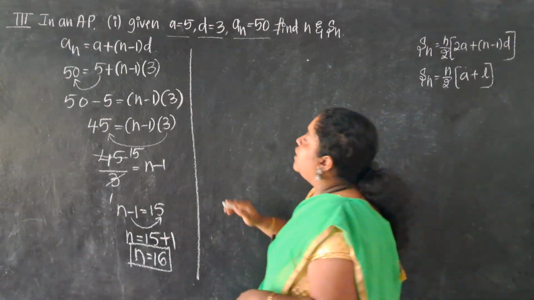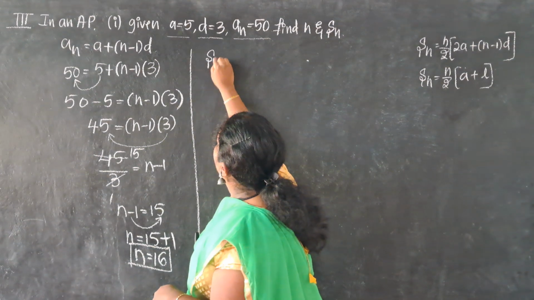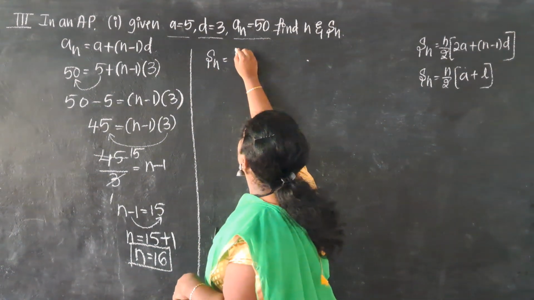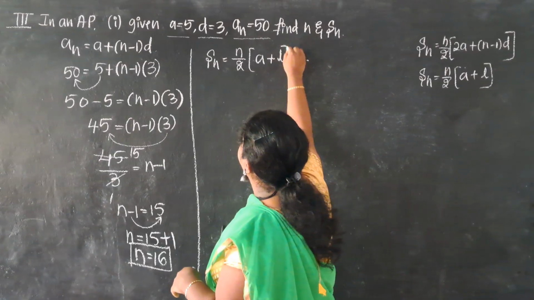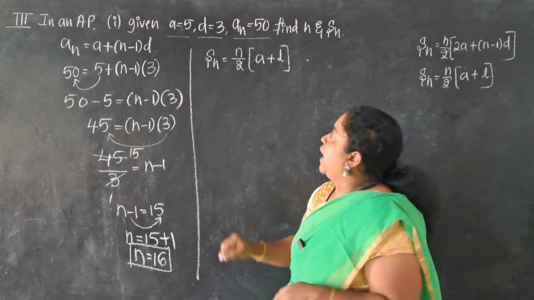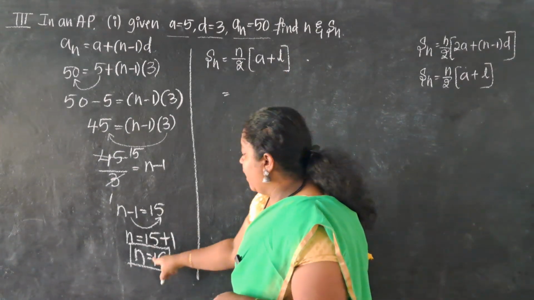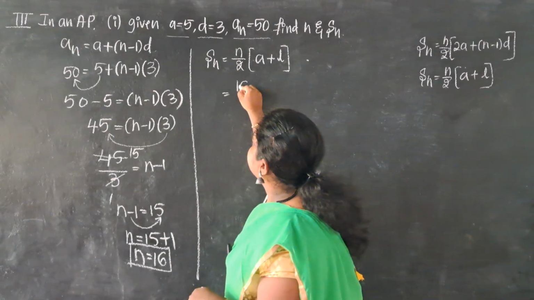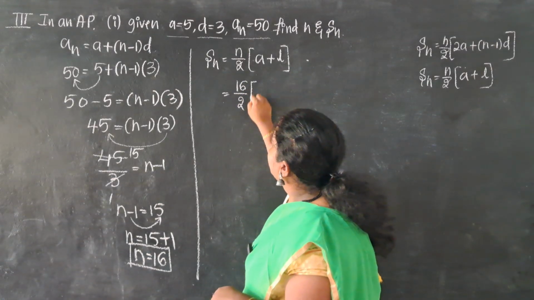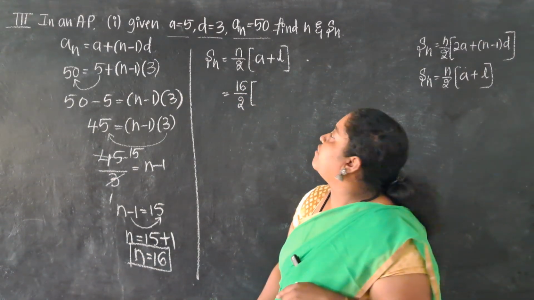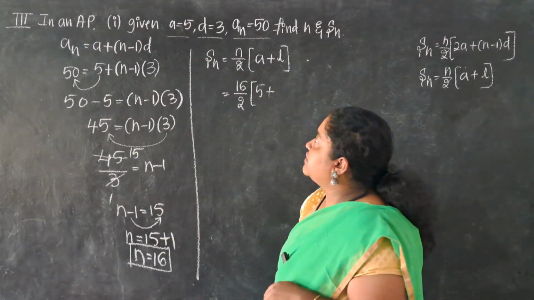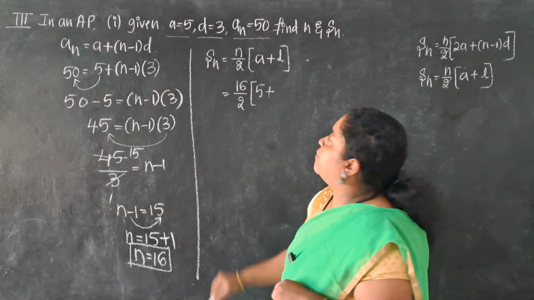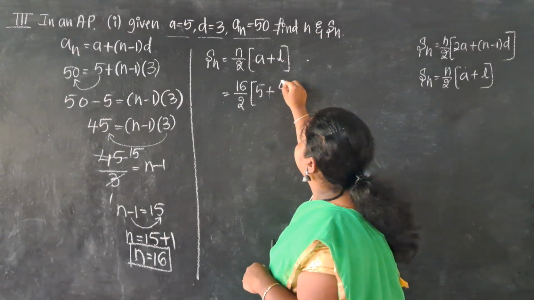So now let me use the Sn formula. Sn is equal to n by 2 into bracket a plus l. Now let me substitute the n value. What is the n value? 16 divided by 2 into bracket. What is the first term I have? The first term is 5, and the last term, quickly tell me what is the last term. The last term is nothing but 50.